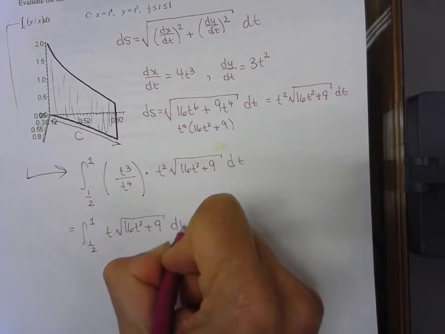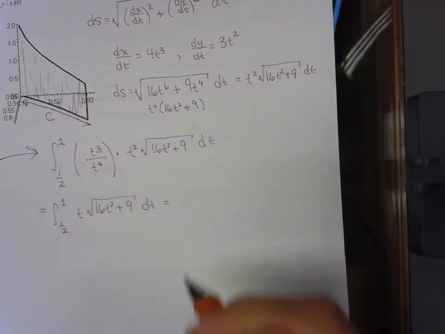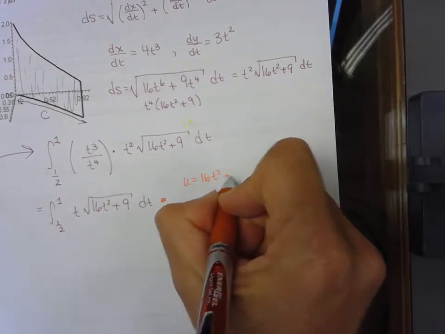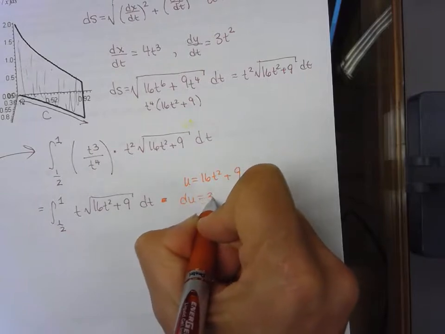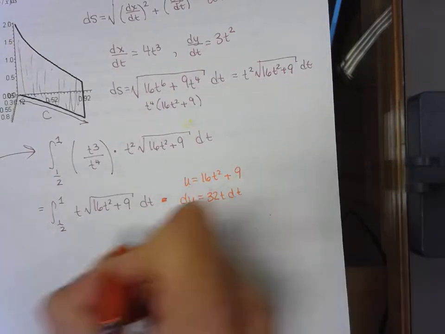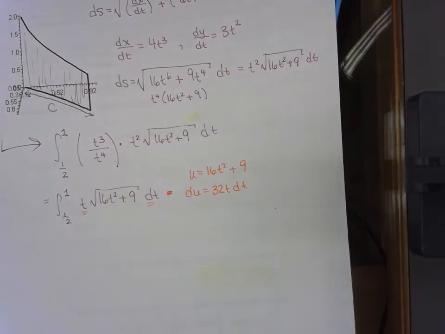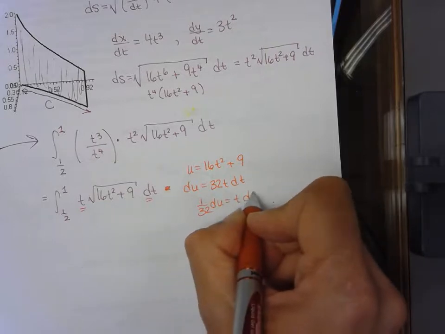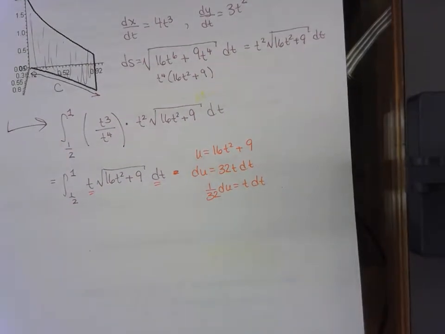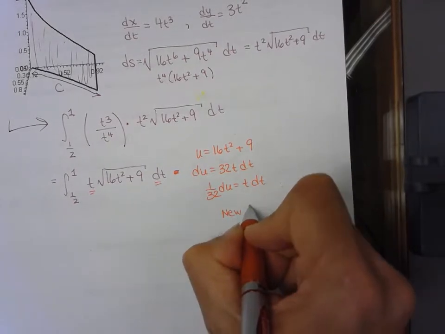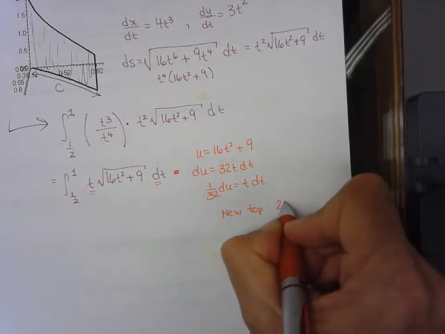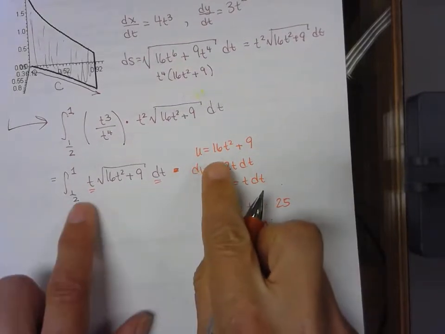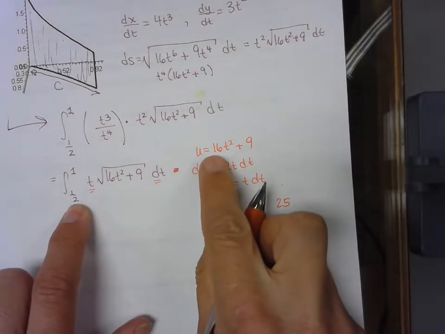And how are we going to integrate that? U sub. So u equals 16t squared plus 9. du equals 32t dt. And we just have t dt left, so I'm going to multiply both sides by 1 over 32. And then what's our new top limit? 25. And the new bottom? 13, right? Because 1/2 squared is 1/4 times 16 is 4, plus 9 is 13.